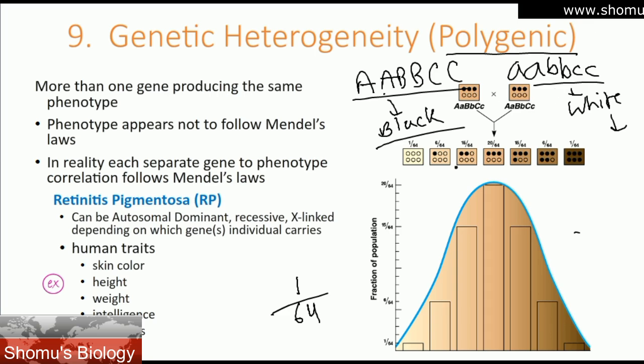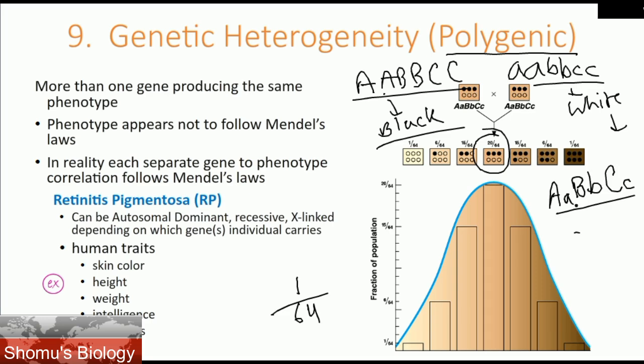But what we will find as maximum, that is 20 out of 64, is with the genetic trait of capital A, small a, capital B, small b, capital C, small c. Heterozygous for all these three different genes. This is the most common form that will be found in the population.